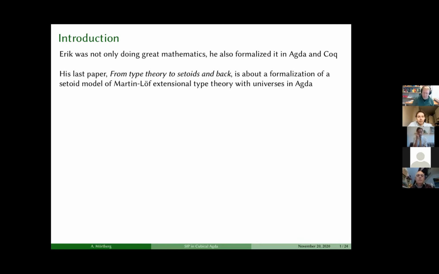And in fact, his last paper, From Type Theory to Setoids and Back, which we heard a bit about yesterday, and I think we'll hear more about in Mill's talk tomorrow. So this is about a formalization of a setoid model of Martin-Löf extensional type theory with universes in Agda.